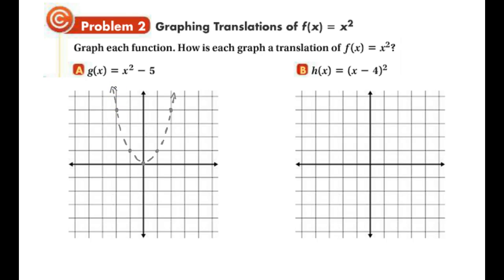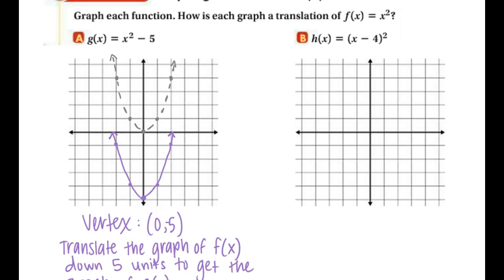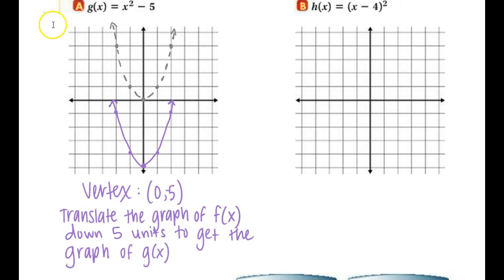Okay, so we have the -5 after the x squared. That means we're going to be shifting the parent function down 5 units. So for each value of x, the value of g(x) is 5 less than the value of f(x). Now the vertex is going to be at the coordinate (0, -5), and we're just counting down 5 from each of the original points. You can connect with a solid curve. The directions asked us to not only graph each function, but also describe how each graph is a translation of the parent function. So what you want to write is that we translated the graph of f(x) down 5 units to get the graph of g(x).